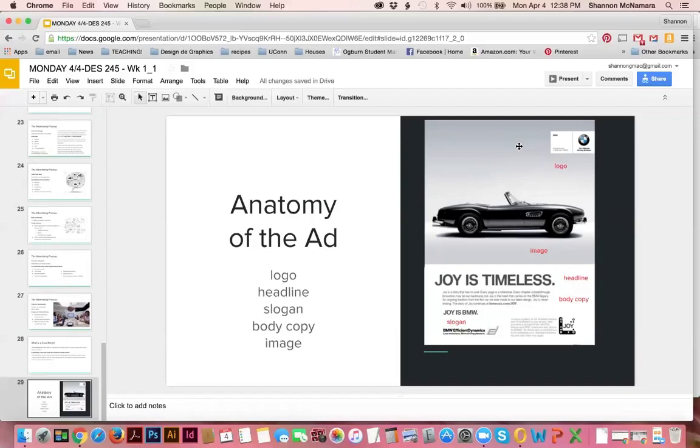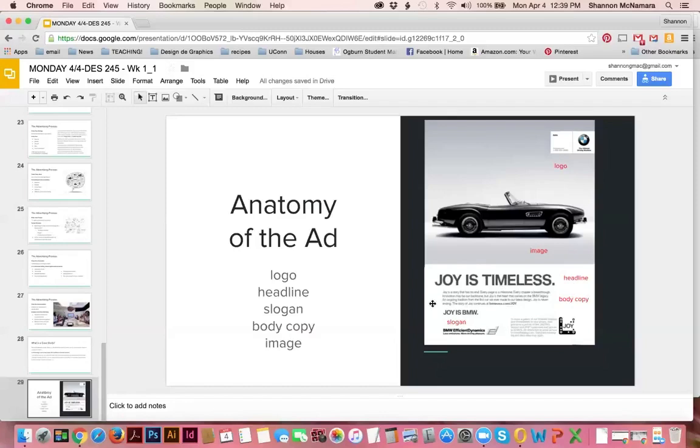And I will say this, studies have shown that when you are looking at an advertisement, your eye goes in a circle this way. So the first place we look is usually the upper or the lower right-hand corner. So this is perfect placement for a logo for your company. Their headline is "Joy is timeless," and then their slogan is "Joy is BMW." They used one of their older cars in the ad on purpose. They want your eye to immediately go to the logo. So it's a BMW, if you're not familiar with the older BMW.